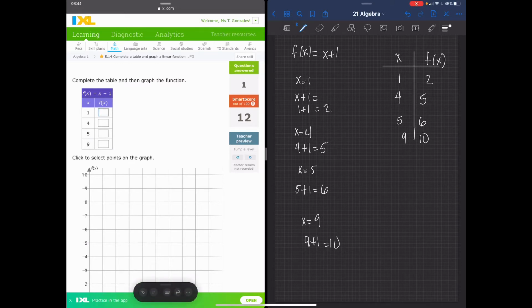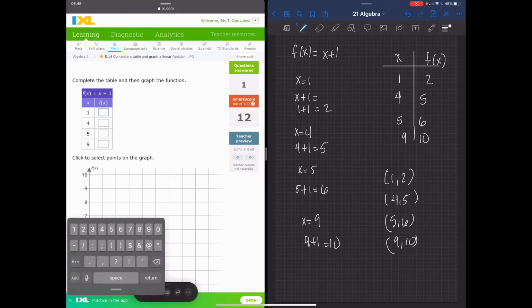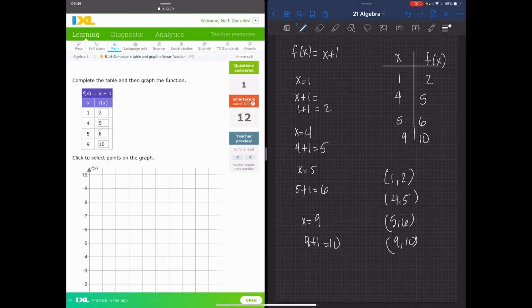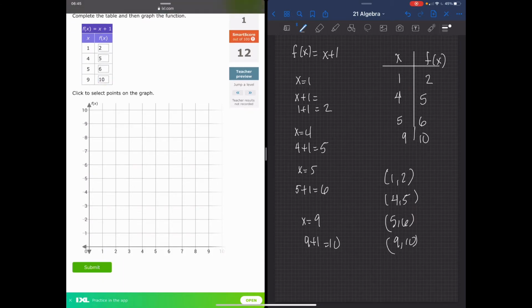Remember, you only need 2 points to plot a line. So our points are 1, 2, 4, 5, 5, 6, and 9, 10. And our input for 1, the output is going to be 2. Output is 5, 6, and 10. So we need 1, 2 and then 4, 5.